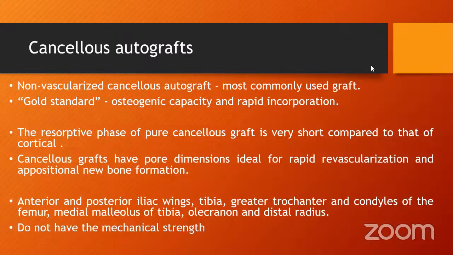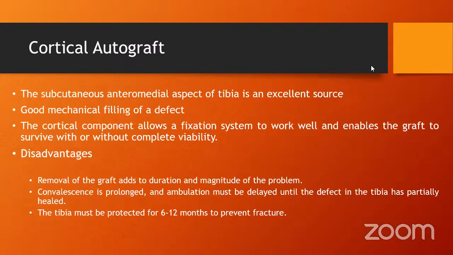One disadvantage of this cancellous autograft is that it doesn't have any mechanical strength. Coming to cortical autograft, the subcutaneous anteromedial aspect of the tibia is an excellent source for cortical autograft harvesting, which provides mechanical support to fill a huge defect, especially in trauma cases or tumor cases where there is a big void. We can use it as a filler cortical graft.